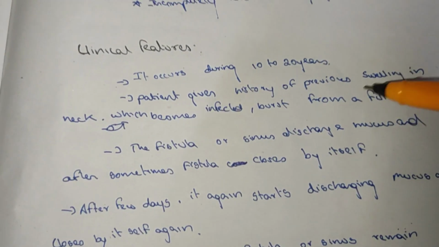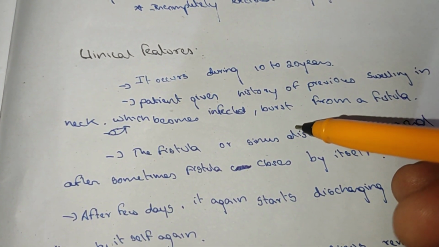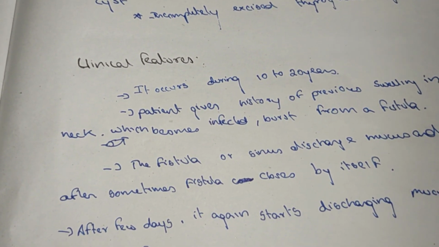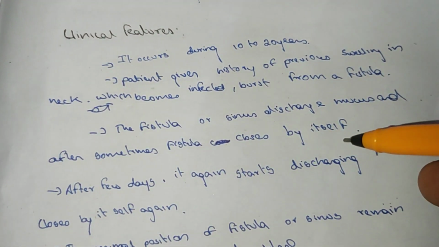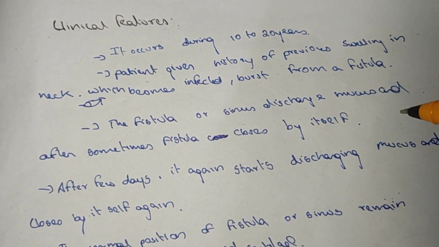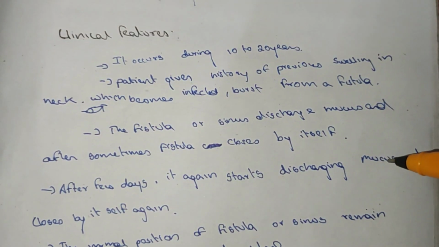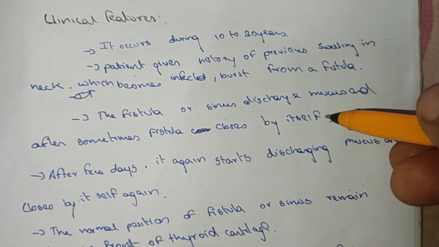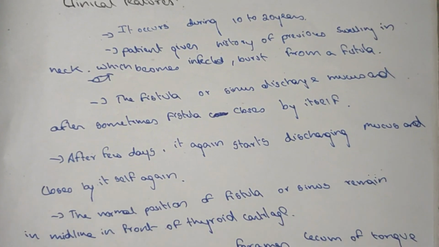It occurs at the age of 10 to 20 years. The patient gives a history of swelling in the neck which becomes infected and bursts to form fistula. First, the patient might have a cyst which gets infected and bursts to form fistula. The fistula or sinus discharges mucus, and after sometimes the fistula closes itself. Sometimes the fistula discharges the mucus and it just closes itself, and after a few days it again discharges mucus and closes itself again.